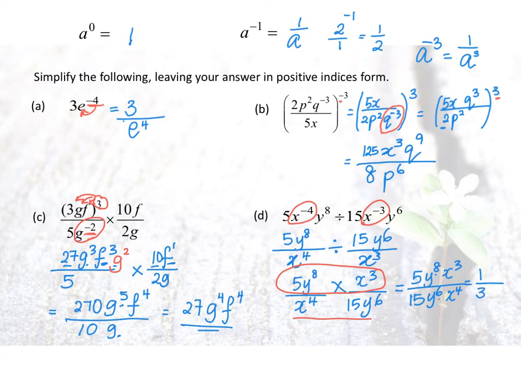Which one has more power? So it stays in the numerator. And how many are we left with? Y squared. X to the power of 3, x to the power of 4. Which one has a bigger power? The denominator. So we are left with x.